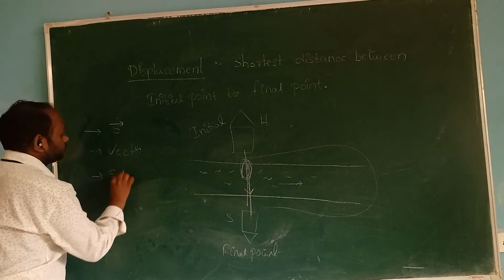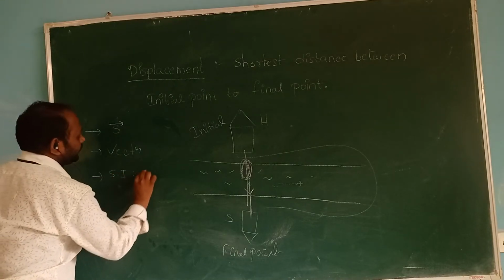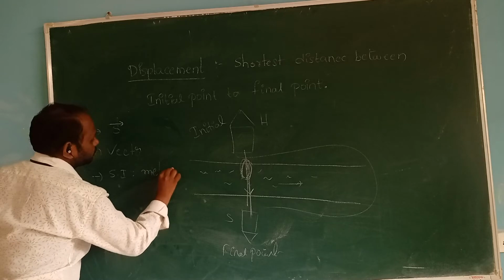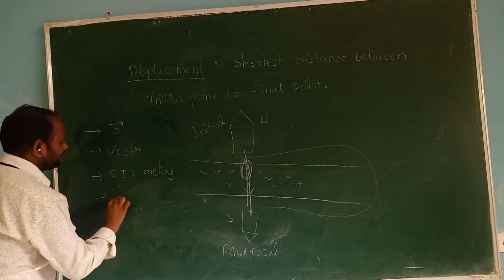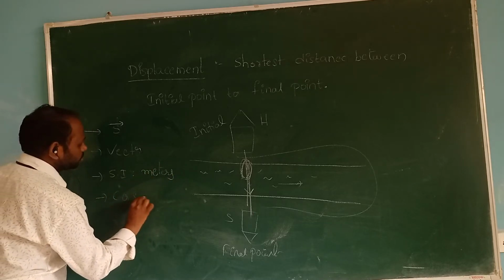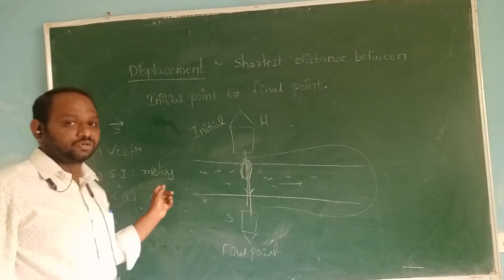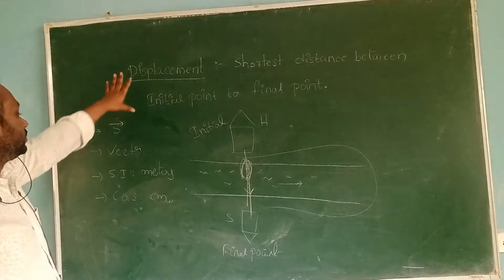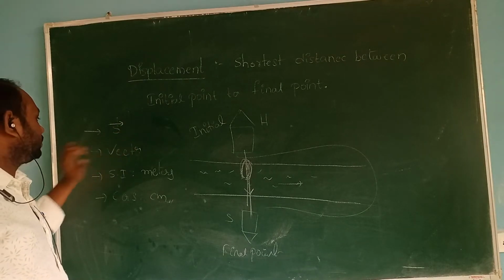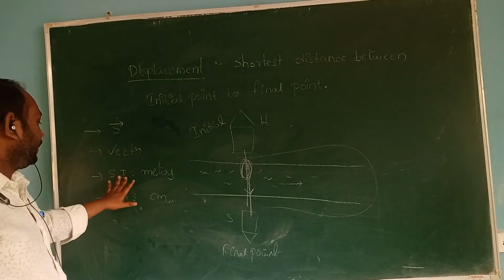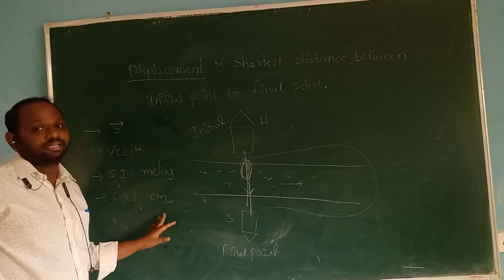SI unit is meters, and CGS unit is centimeters. Displacement is S bar, it is a vector quantity, SI unit is meters, and CGS unit is centimeters.